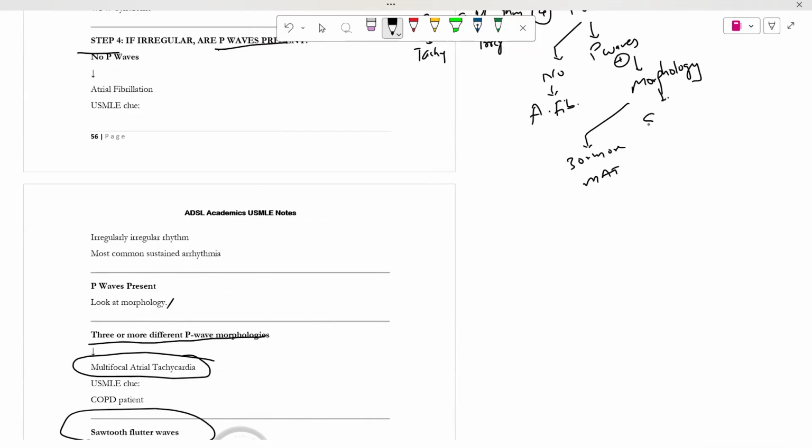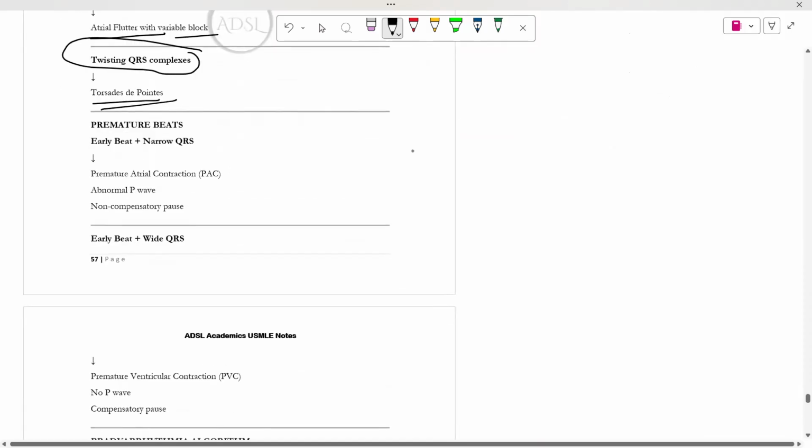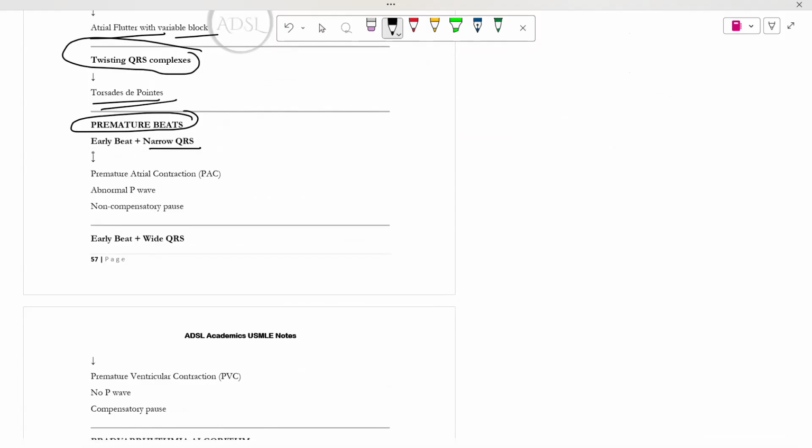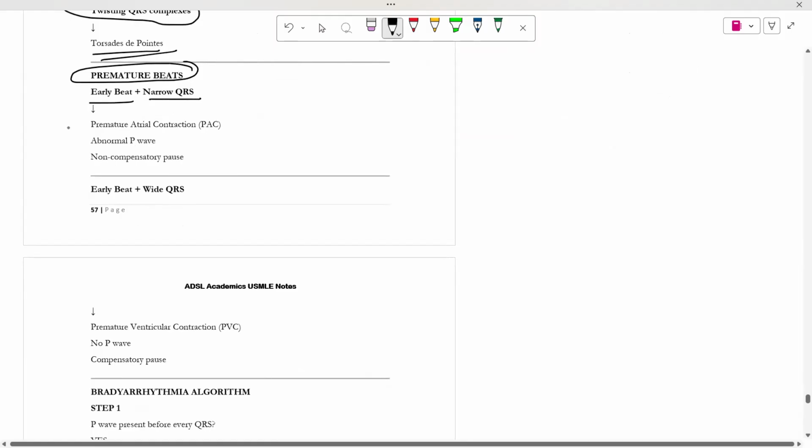If you are dealing with sawtooth flutter, then you are dealing with AF with block. And if you are dealing with variable QRS, then you are dealing with torsades de pointes. Okay, that is important. And you will also see whether there are any premature beats. So there is narrow QRS plus early beat. It could be premature atrial contraction, abnormal P wave, etc.